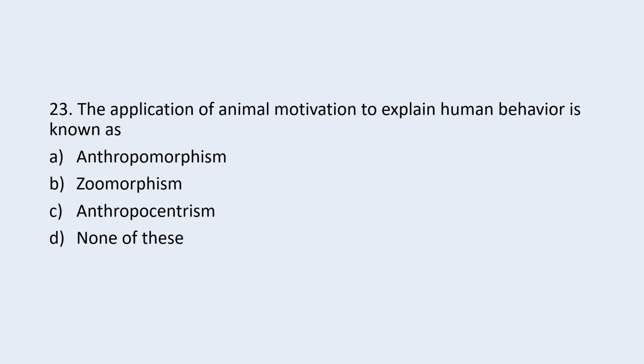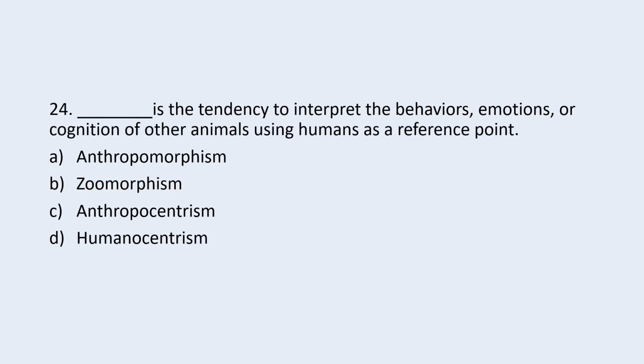23. The application of animal motivation to explain human behavior is known as zoomorphism. 24. Dash is the tendency to interpret the behaviors, emotions, or cognitions of other animals using humans as a reference point. This is known as anthropomorphism.